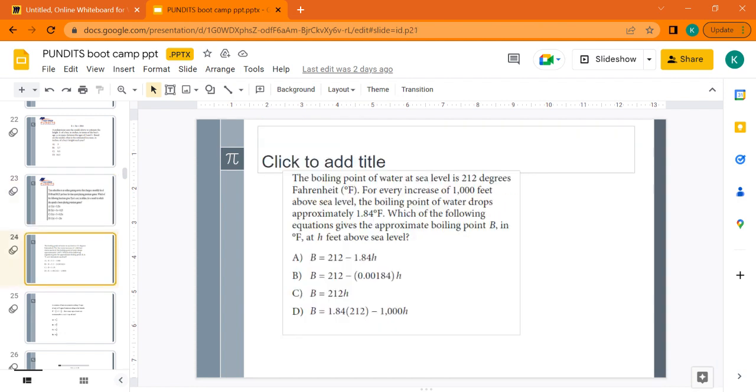Try and solve this question right here. This one actually might be a little bit more difficult. I hope you're able to solve it though. I'll show you how to do it.